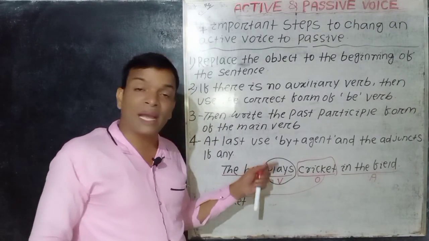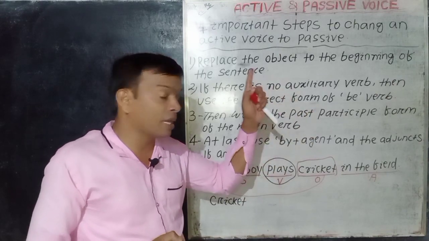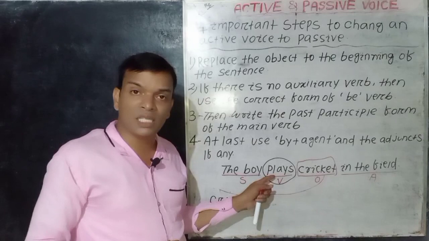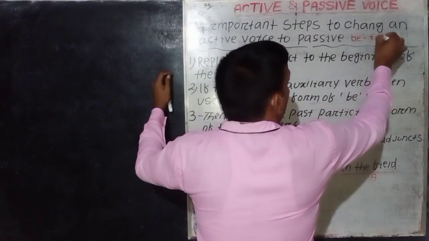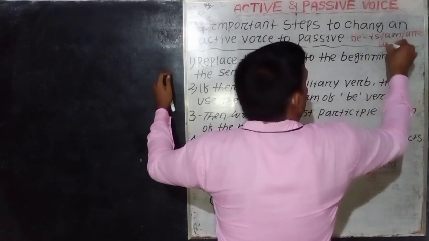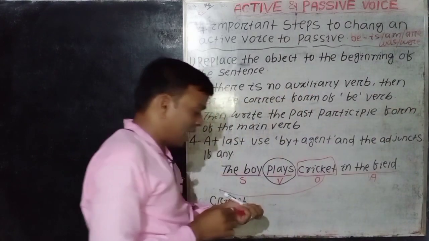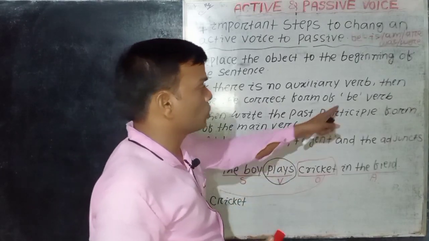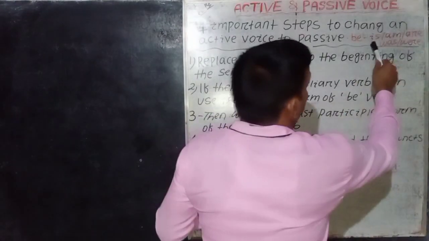First know the tense form of the particular main verb, then use the exact correct tense form of the be verb. See, plays is in your present tense form, and remember the particular be verb in your present tense is am, is, are, and in your past tense it is was and were. Clear? So as the particular verb plays is in present tense form, you have to choose the present tense form of a be verb. That means is, am or are.